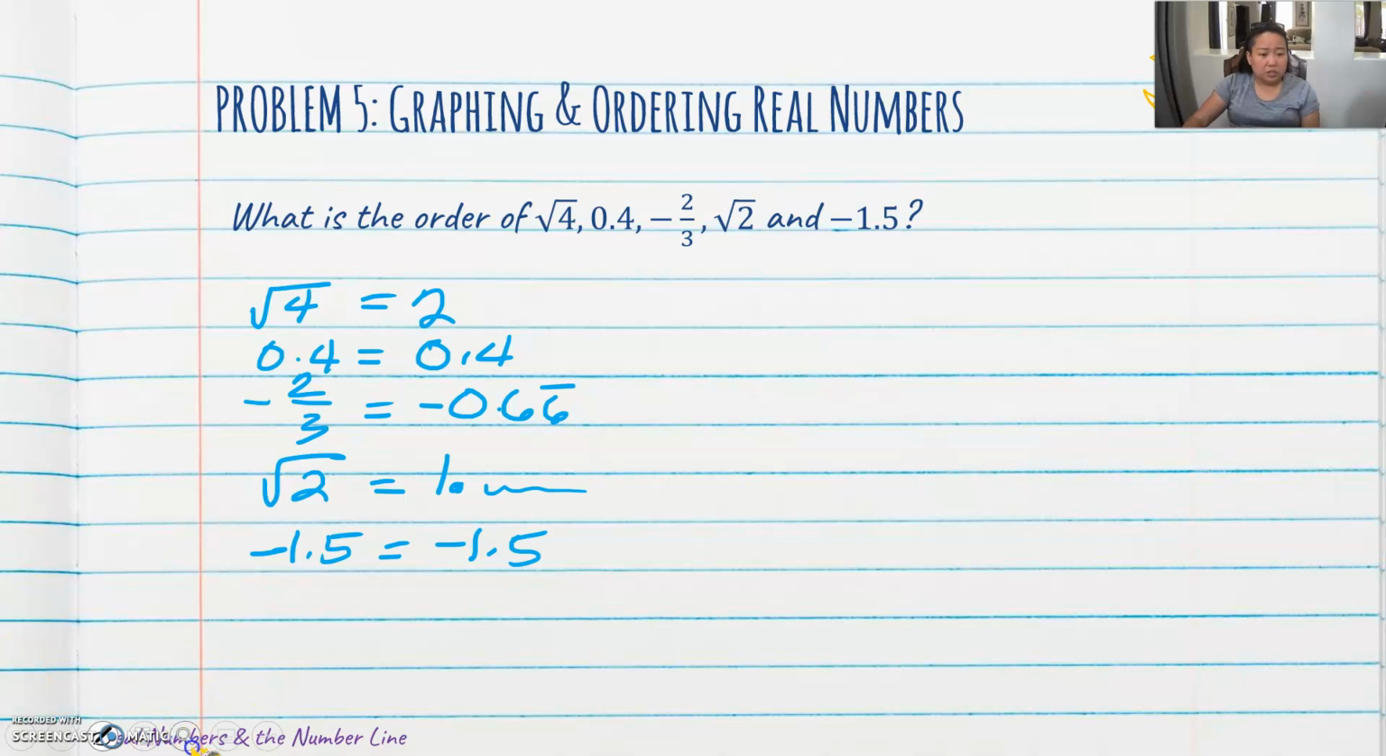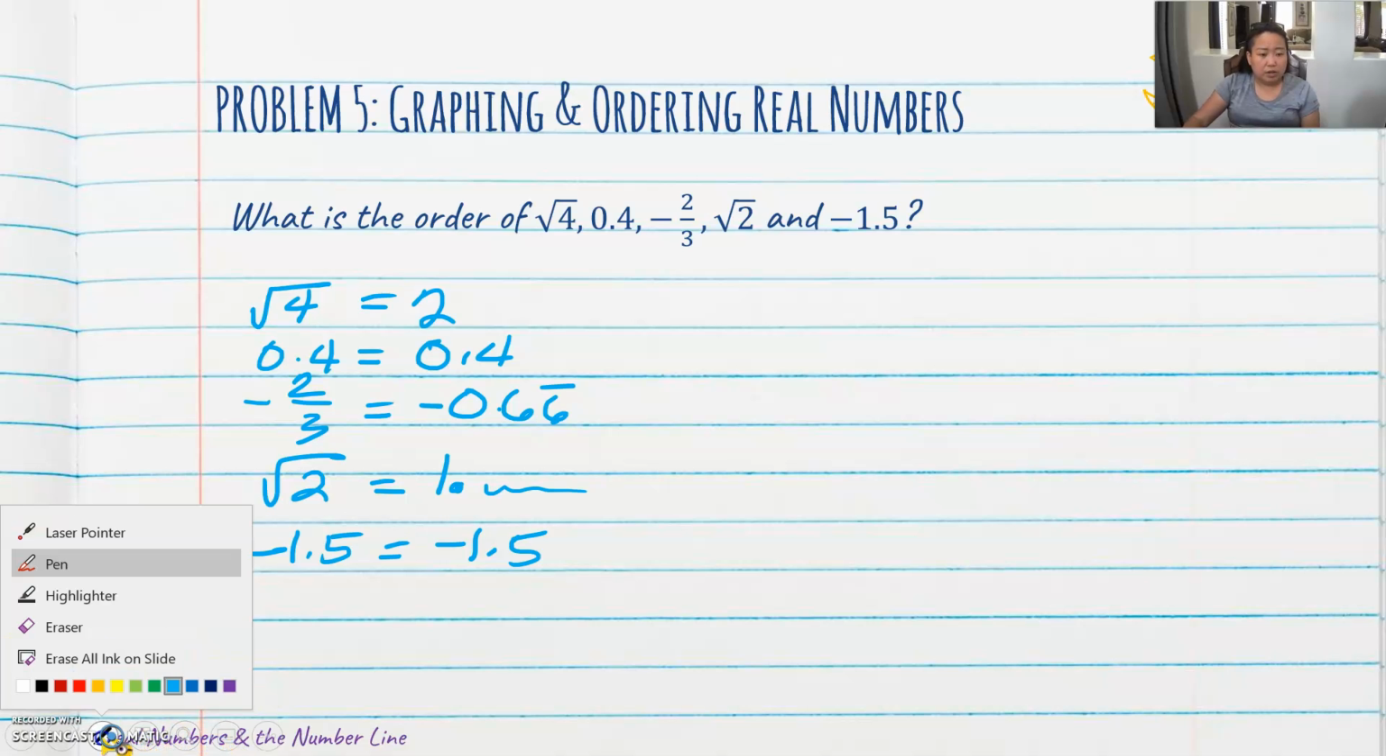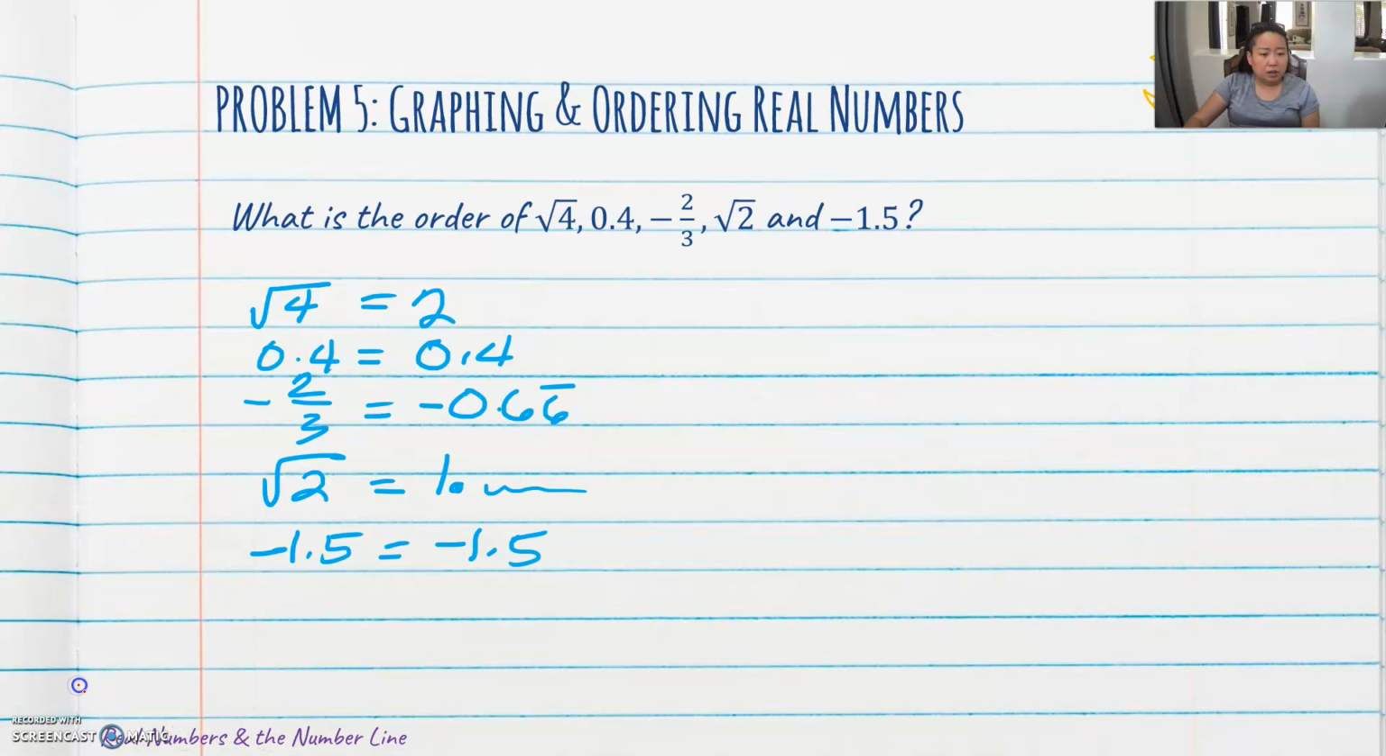So let's start writing them down here. Our lowest values would be the negatives and the highest the positives. In this case, we have two negatives, negative 0.66 and negative 1.5. So negative 1.5 is the smallest, followed by negative 0.66.